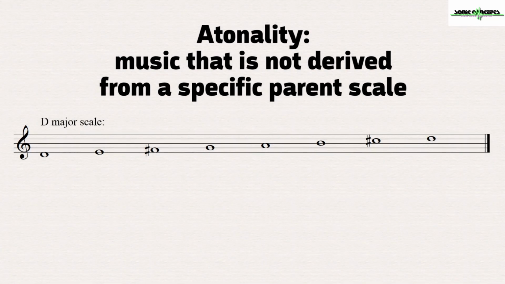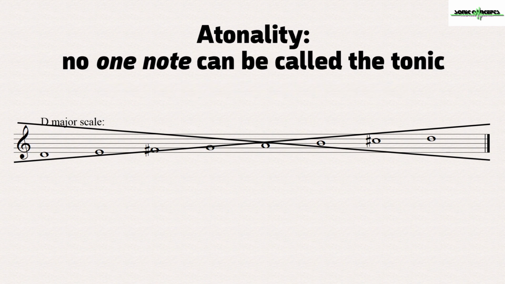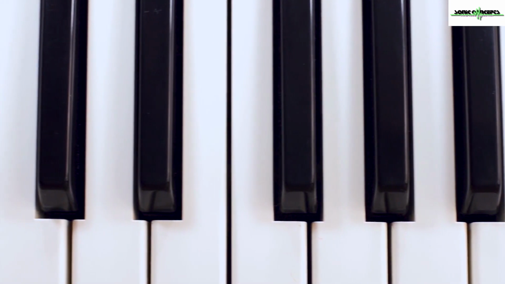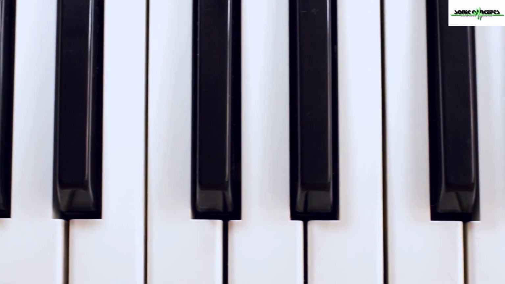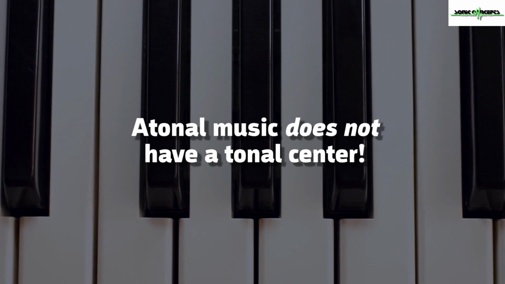Atonality can be defined as music that is not derived from a specific parent scale, but in truth, a better explanation might be that no one note can be called the tonic. This translates to the abandonment of any scales to create harmony and melody and an equal hierarchy of notes where no one note is more important than the others. Since there is no single note of greatest importance, there is no center for the other notes to gravitate toward. Hence, atonal music does not have a tonal center.